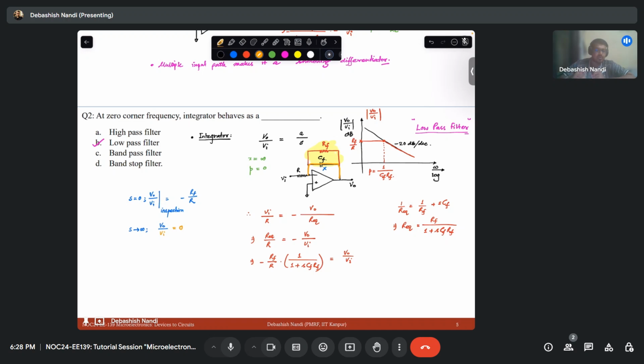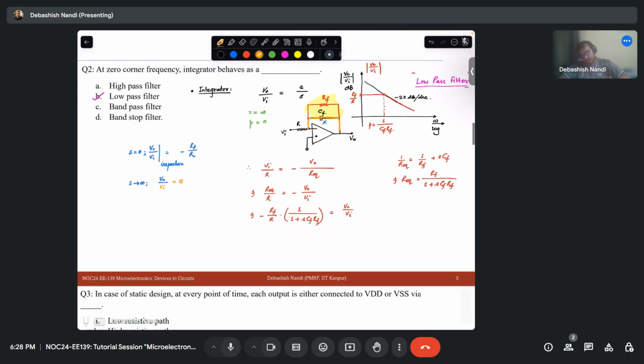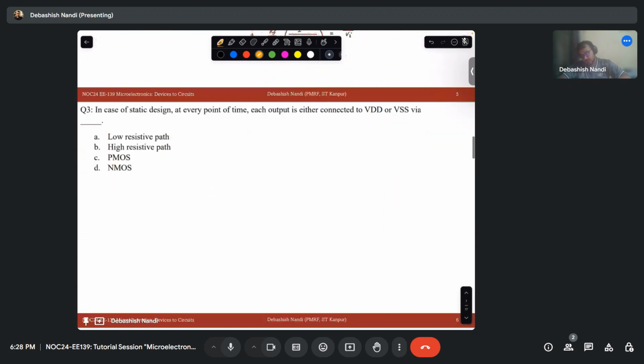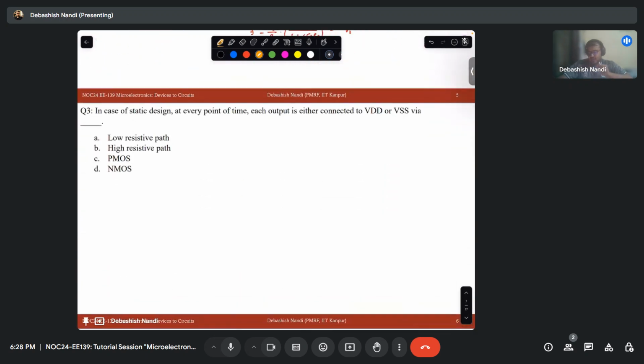So that is how you intuitively and also by means of rigorous derivation, you can analyze the circuits. Fine. So let's move on. In case of static design, question number 3, at every point of time, each output is either connected to VDD or VSS via, you need to fill in the blank.